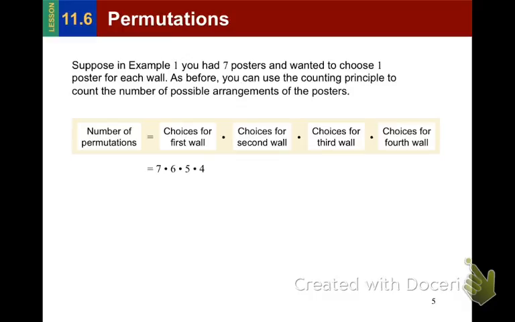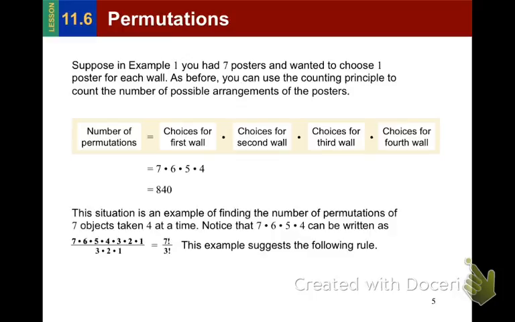But you multiply it together. It's a lot of choices. These things get pretty large quickly to multiply, so we're going to be dealing with some large numbers at times. This situation is an example of finding the number of permutations of 7 objects taken 4 at a time.